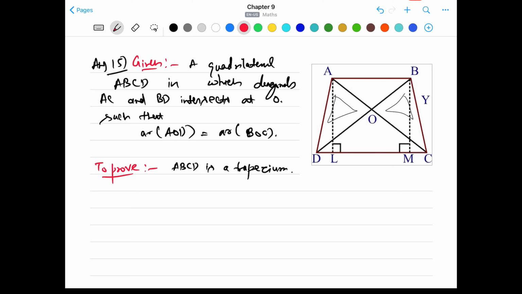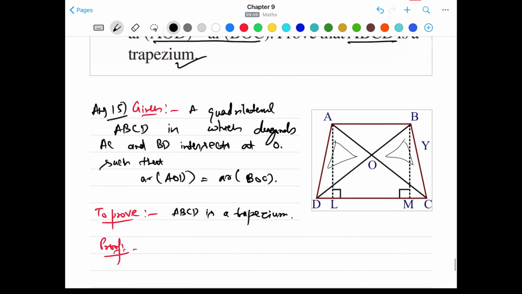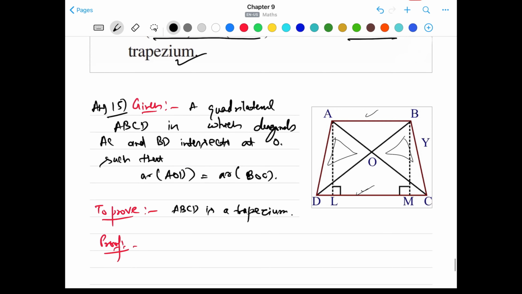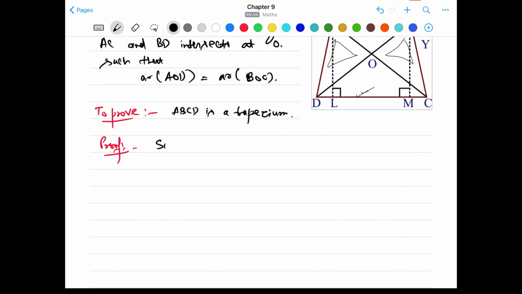Okay, let's start its proof. What we are going to do is prove that the areas of these two triangles ADC and BDC are equal. Since they are on the same base, they must be lying between the same parallels, which means this pair of opposite sides is parallel, hence ABCD will be a trapezium. So we start with, since the area of triangle AOD is equal to the area of triangle BOC, which is given in the question.